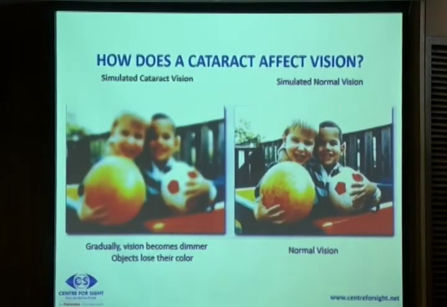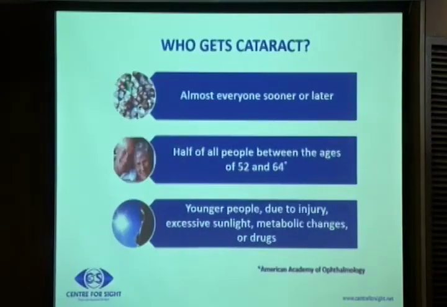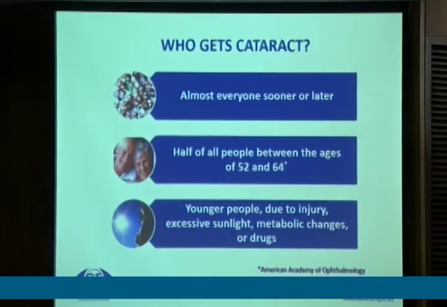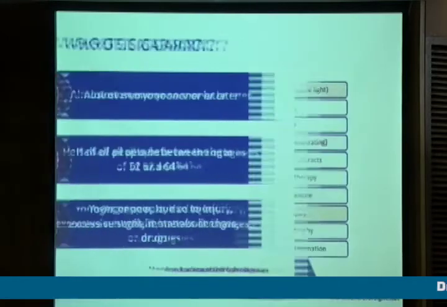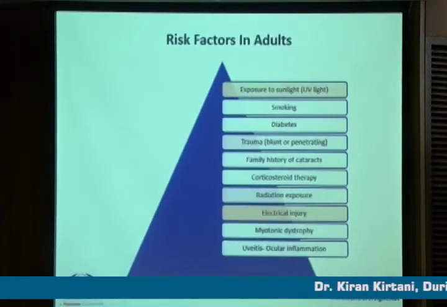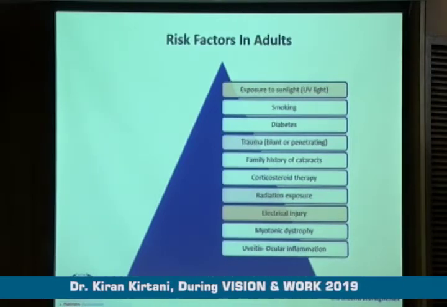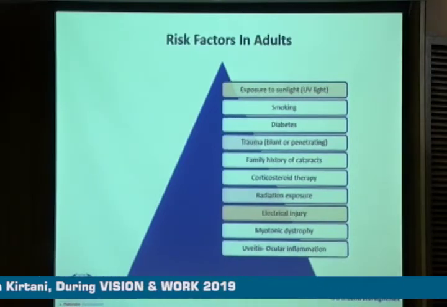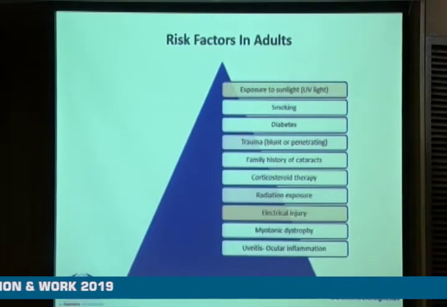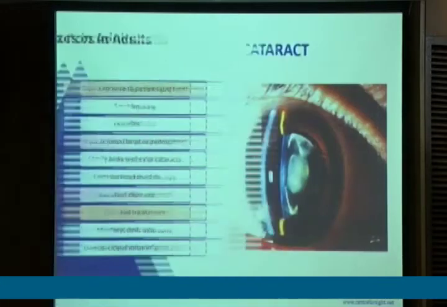Cataract, as you can see on the right eye, the normal vision, whereas on the left side, everything appears blurred as if you're looking through a cloud. So almost everybody gets a cataract, but in younger people, it can occur because of injuries, sunlight, metabolic changes, or drugs. And as you can see in the highlighted ones in industries, excess exposure to UV light, trauma, radiation exposure, or electrical burns can give rise to early cataracts.